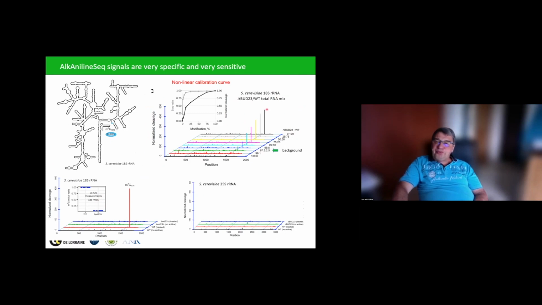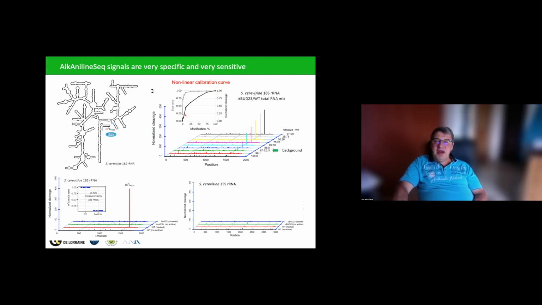So you can see that the signal is still visible until this point, which is 2.5% of molar ratio of m7G in the mix. Then it is roughly in the background, so we cannot quantify it at the low proportion. So as you see here, the calibration curve is non-linear for both stop ratio and normalized cleavage.